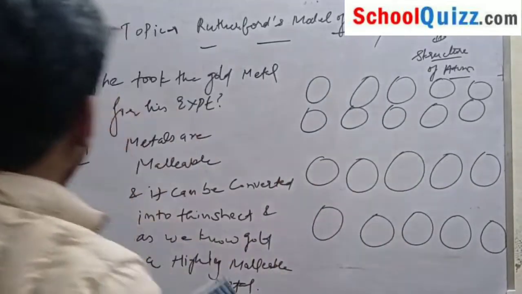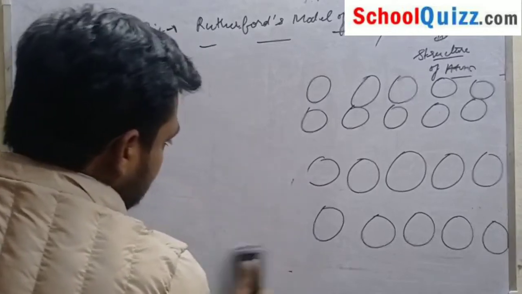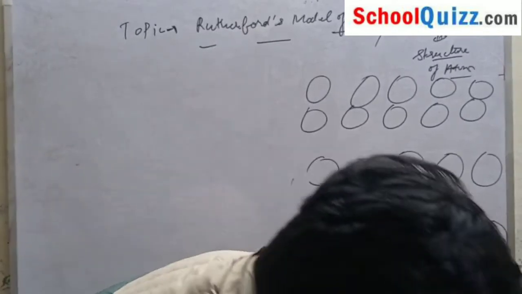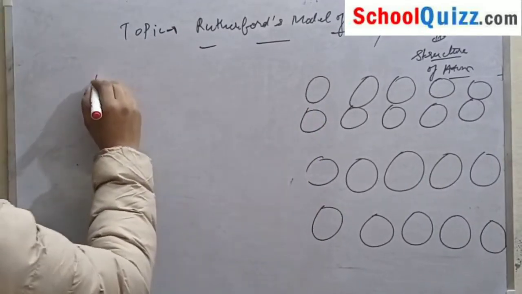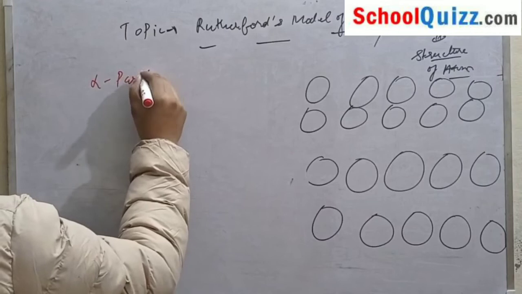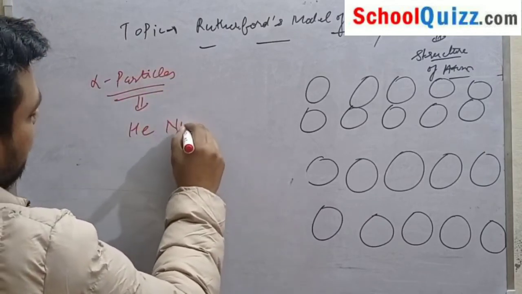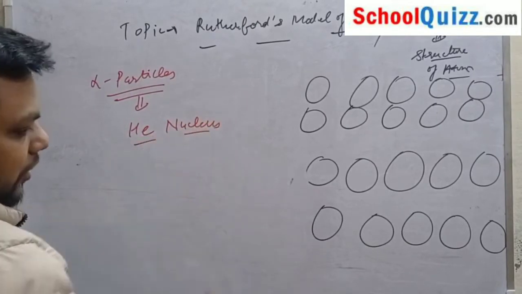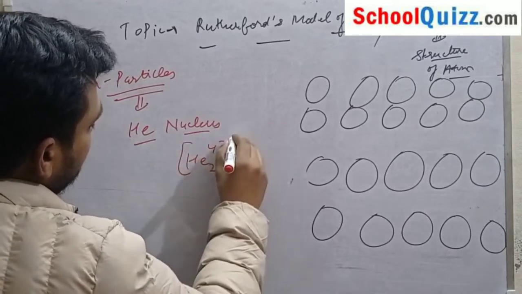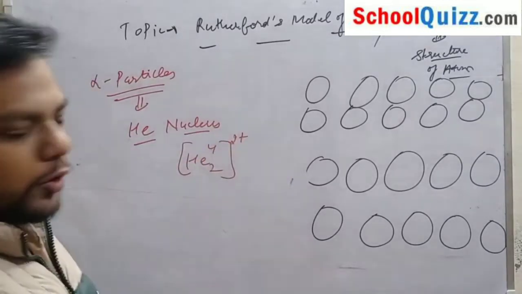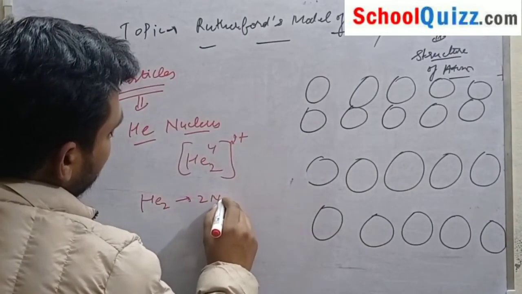Now he struck the alpha particles. And what are alpha particles? Alpha particles are helium nuclei, written as He 2 plus. As we know, He 2 means there are two electrons.